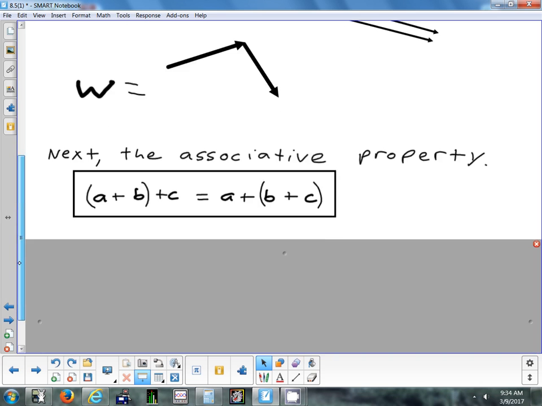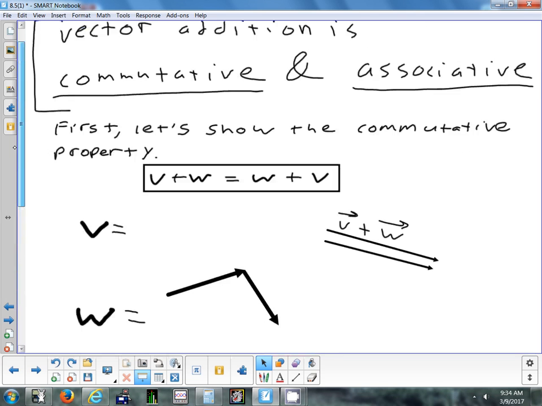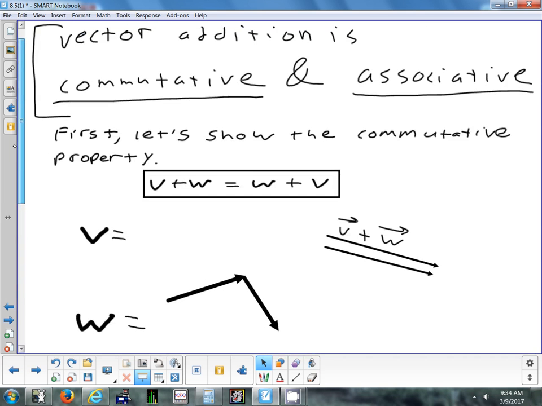So any questions on the associative property or commutative property?